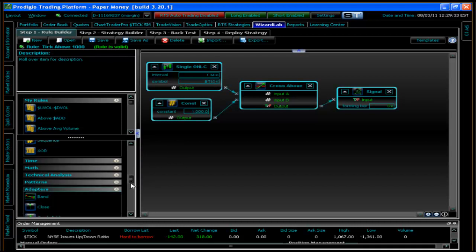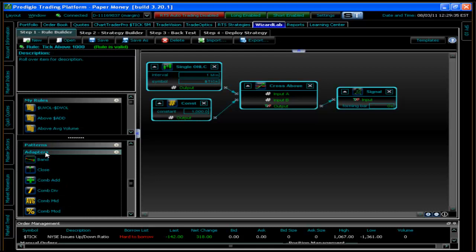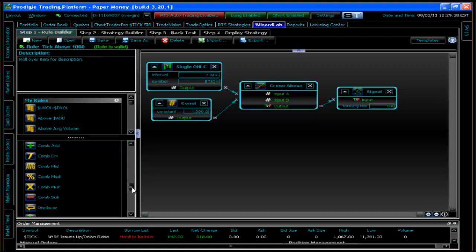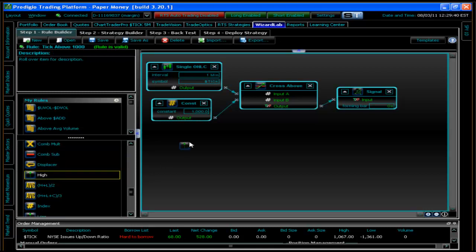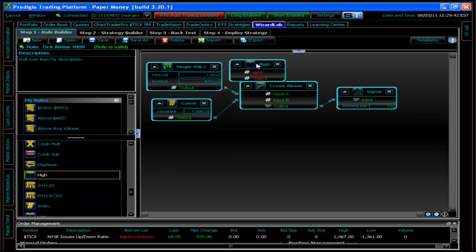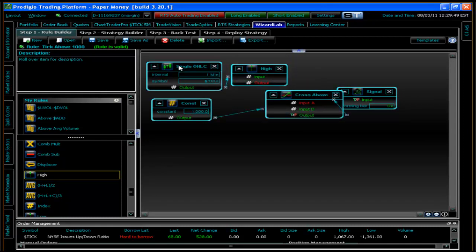The way I do that in the rule builder is I go down to my study palette under the adapters, and there's a high adapter. And I can drag this out, and whenever you want to change rules in Wizard Lab, it amounts to simply reorganizing how everything is connected.